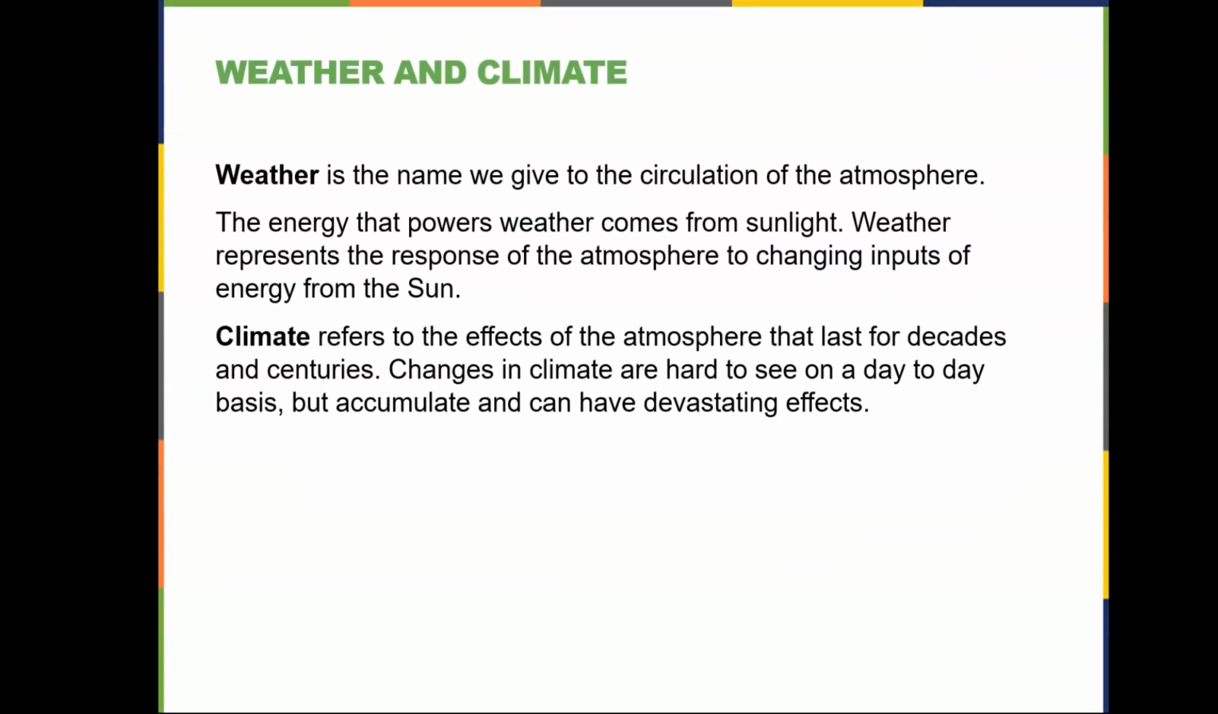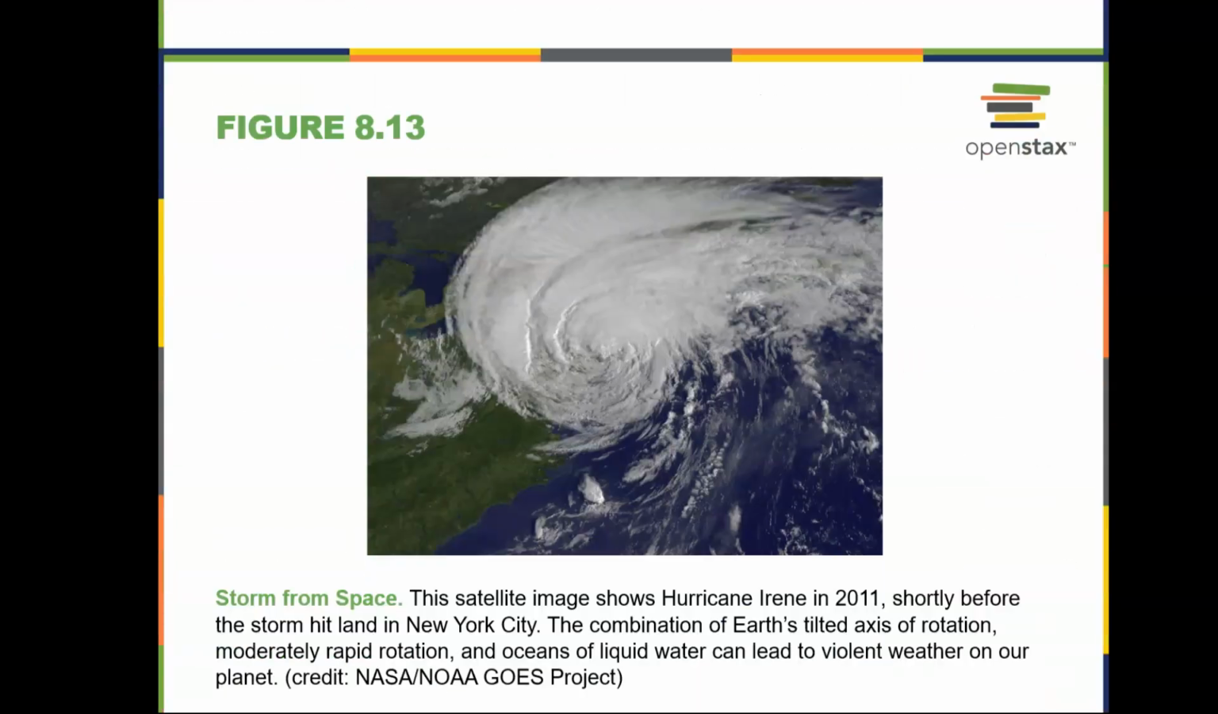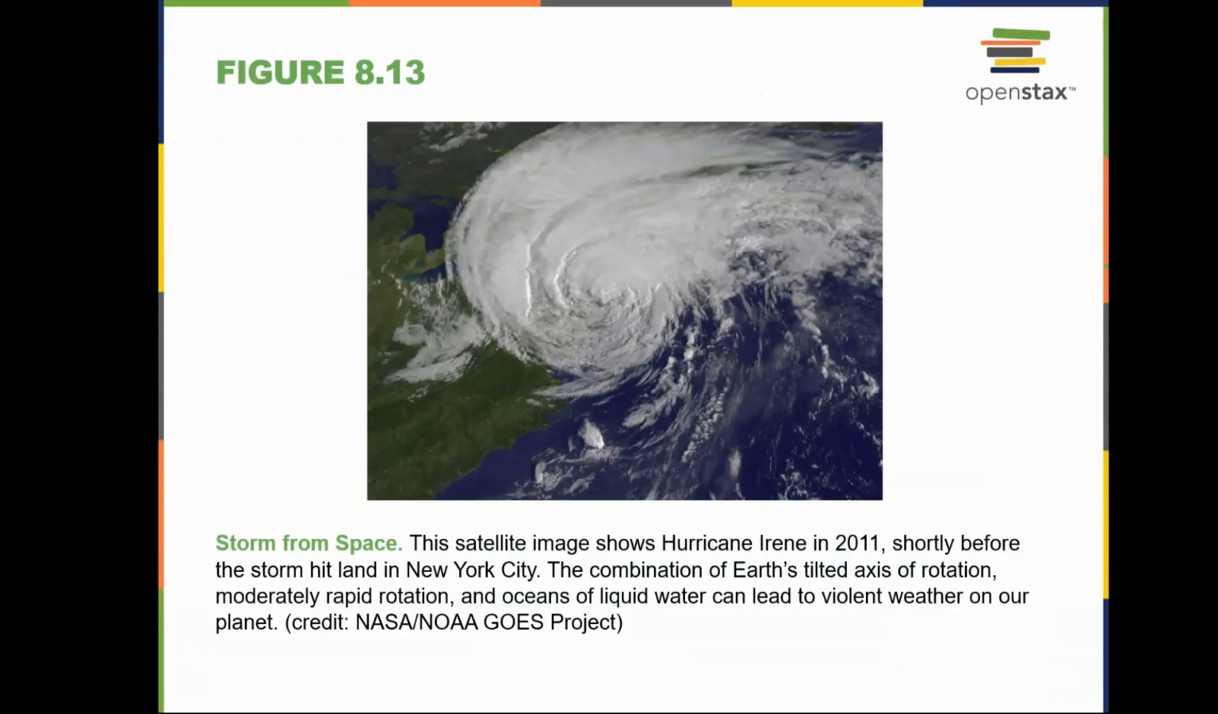Important aspects of our atmosphere are weather and climate. Weather describes the atmosphere's response to changing inputs of energy from the sun. Climate describes changes which last decades and centuries. Here we can see an example of weather. This hurricane developed because of a combination of the tilt of Earth's axis, which causes moderately quick rotation, and oceans of liquid water.